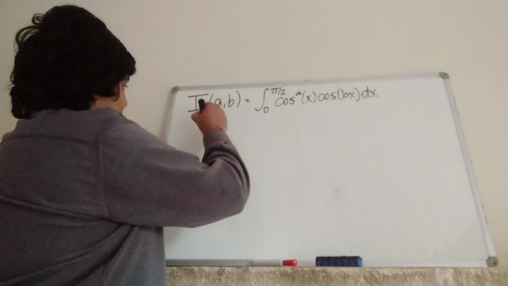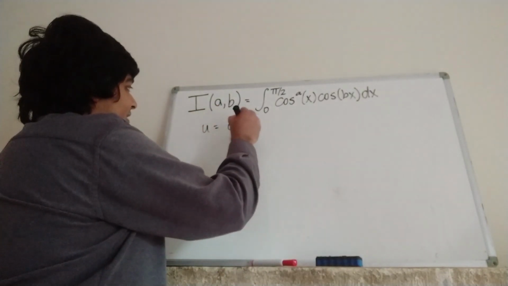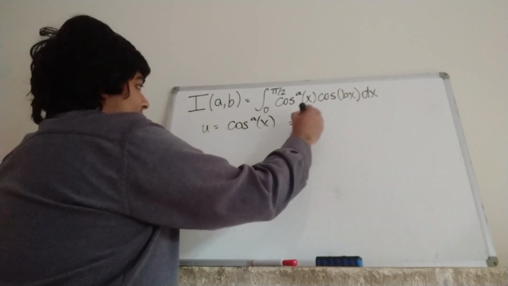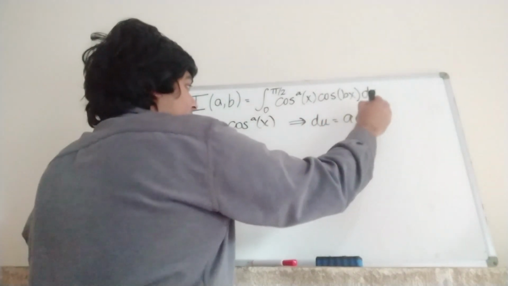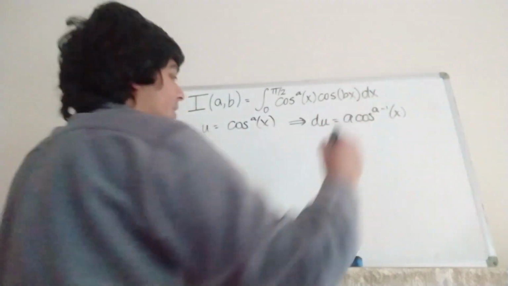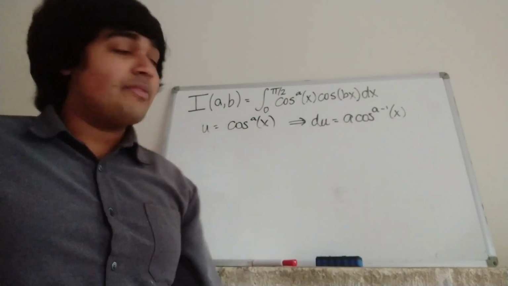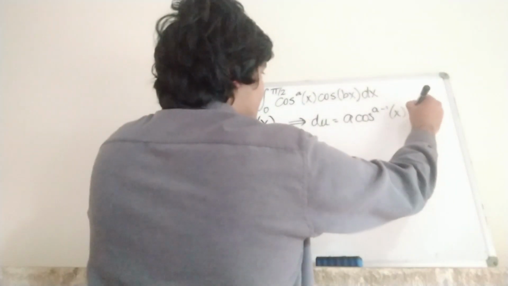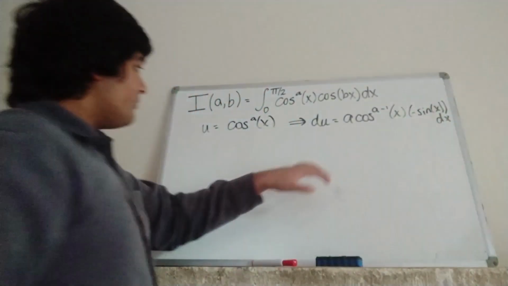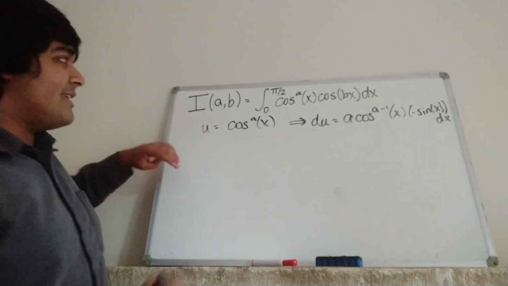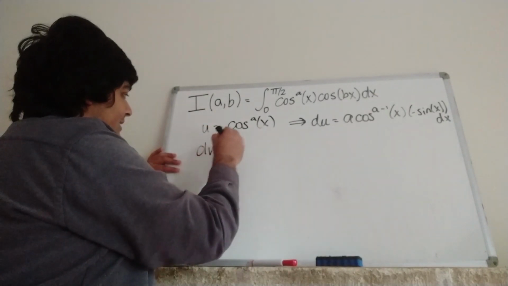So we're going to write u equals cosine to the a of x, and then the derivative of that, du, is equal to a times cosine to the a minus 1 of x. Then by the chain rule, we have to multiply by the derivative of cosine of x, which is minus sine of x, like so, and then a dx. Okay, and we have to integrate the other thing, so that's cosine of bx dx.